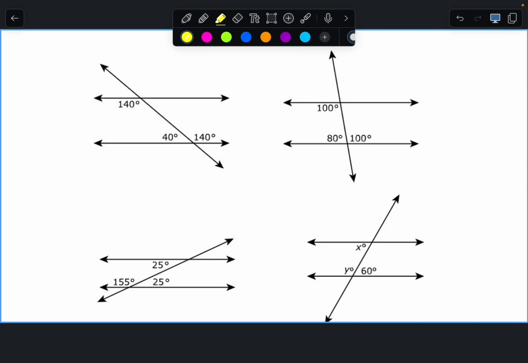If this is 140, this is 140. They form a Z. If this is 100, this is 100, they form a Z. These form a Z and they're both the same. So, which one forms a Z with the 60? X. Okay, so X is 60. Good job.